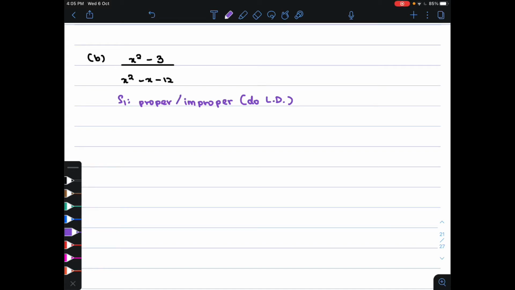Let's do part B. The first step is to determine whether this is a proper or improper partial fraction. So look at the highest power. Note that the highest power for numerator and denominator are the same. Hence, this is an improper partial fraction, so do long division for this question first.